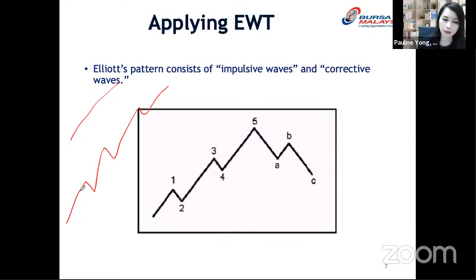So in this kind of huge, major, big wave, there will be smaller waves as well. In each of these smaller waves, you are looking at 1, 2, 3, 4, 5, ABC. And then you resume again, 1, 2, 3, 4, 5, ABC. When you are doing that, it means you are actually counting the waves.